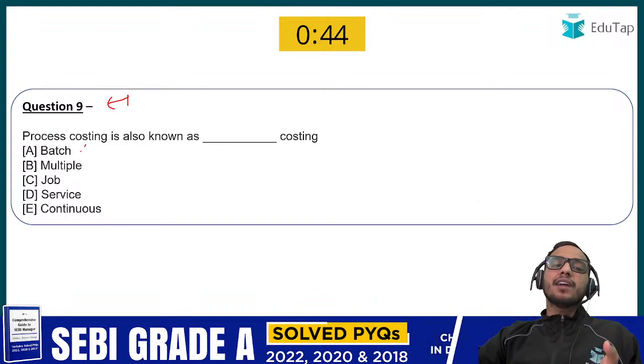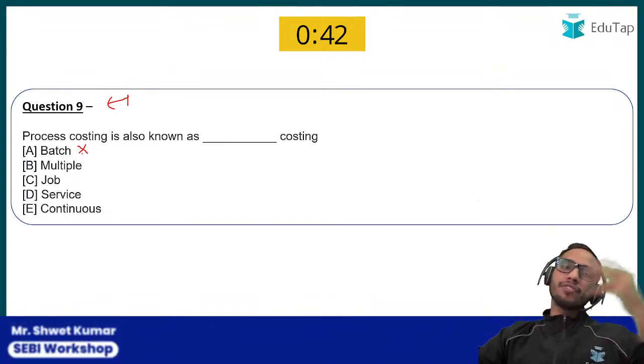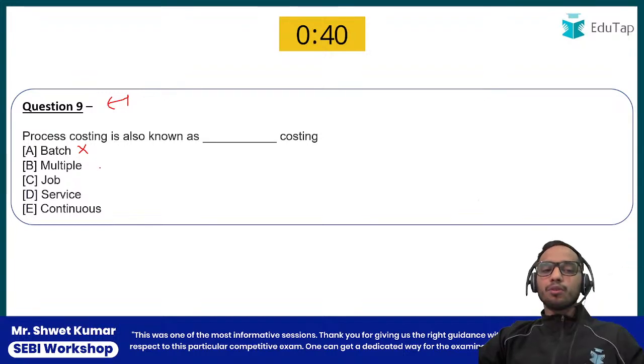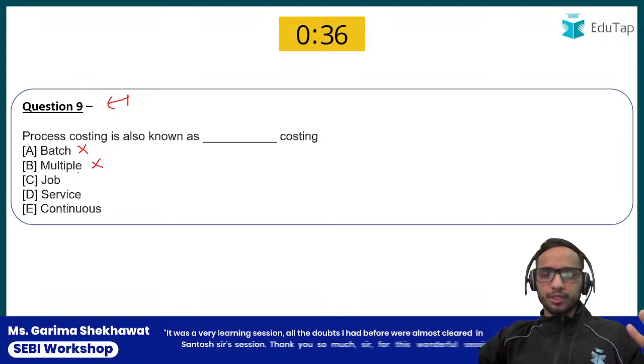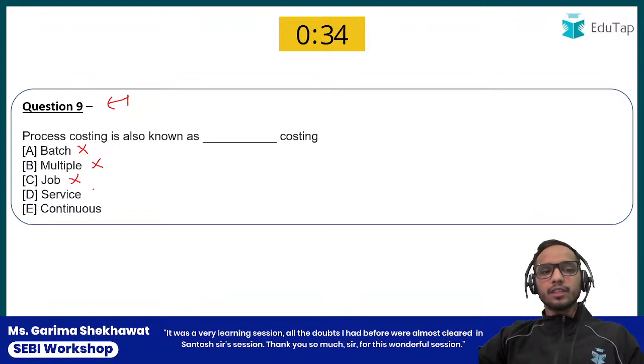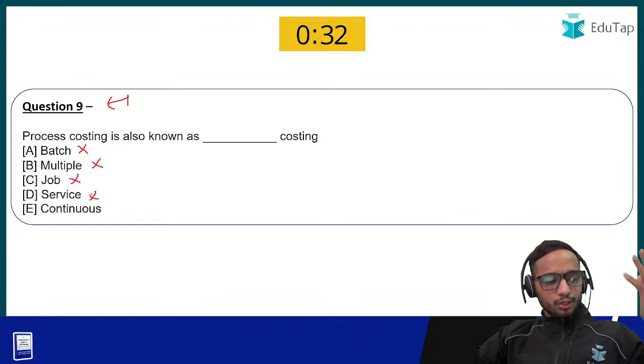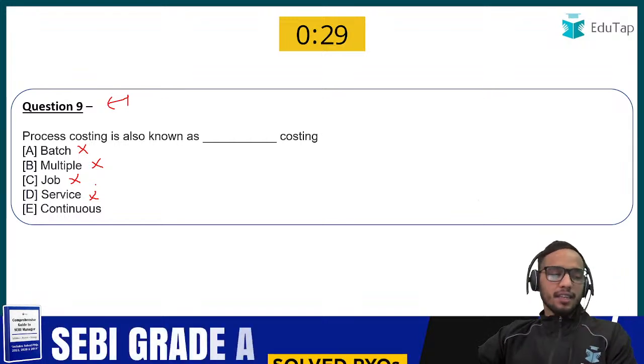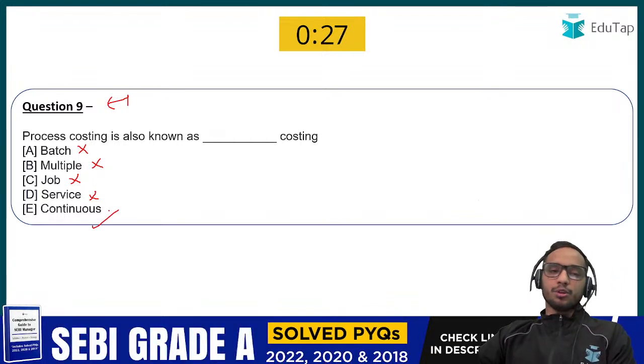So obviously it can't be batch costing. Na? Batch costing is a different method of costing. And obviously it can't be multiple costing. Eliminate the options. If you don't know the answer, eliminate the options. Job costing is a different method of costing. Service costing is a different method of costing. So what should be the answer? Yes, Ashutosh, very nice. So continuous costing. Very good. Chalo.